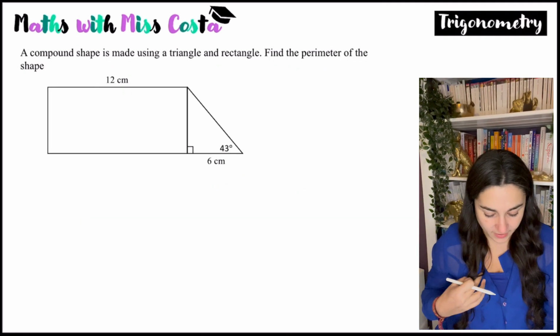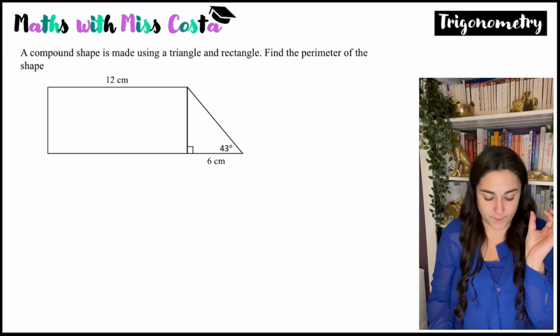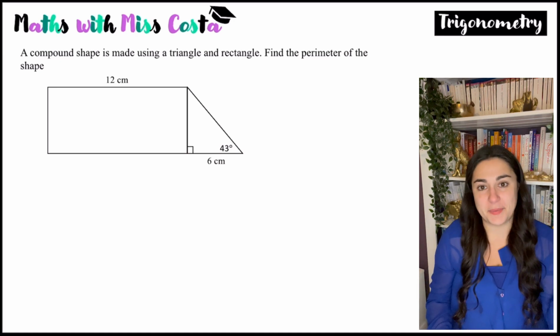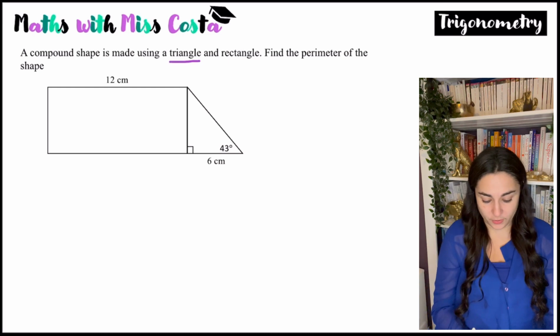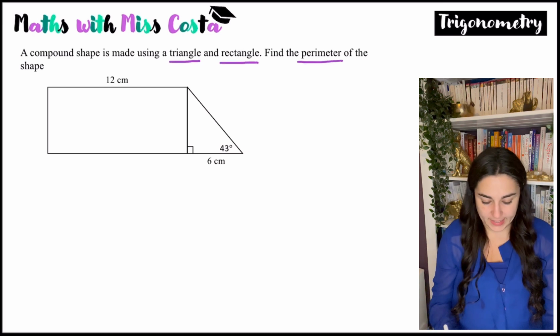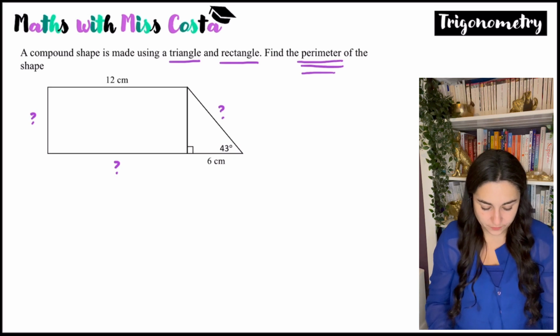Okay, so here I have been given a compound shape. A compound shape is just a big shape made up of 2 smaller shapes that have been stuck together. So here I've got a triangle and a rectangle, and I need to find the perimeter of this shape. So that means I need to find this length here, and this length here, and this length here.